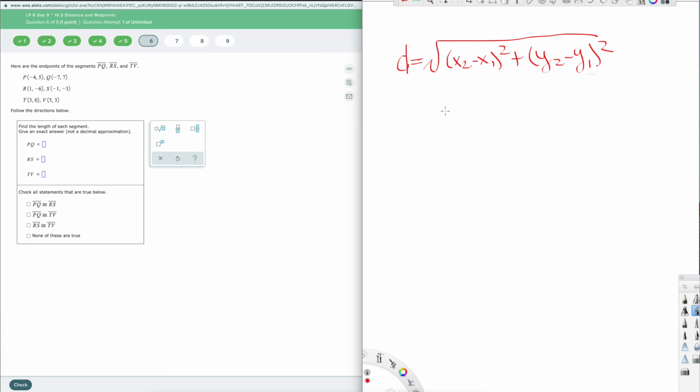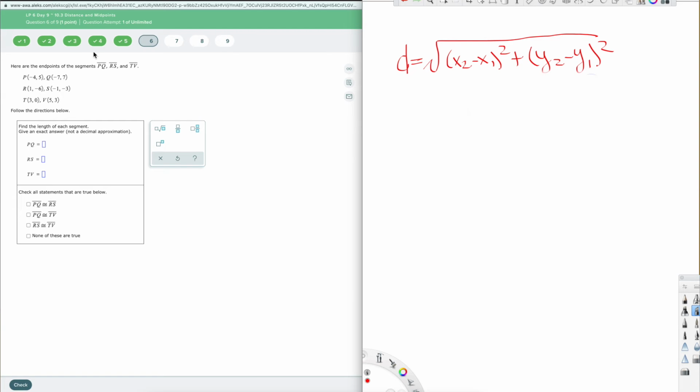So with this one it says here are the endpoints of the segments PQ, RS, and TV. So here are our endpoints, and then follow the directions below. Find the length of each segment, and they want exact answers, no approximations, so they still want the square root signs if we need them. Then check all statements that are true. So we're checking to see if any of these segments are congruent to each other.